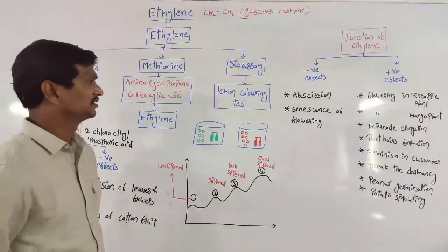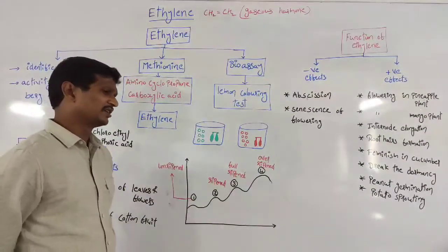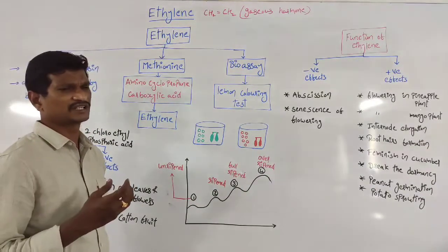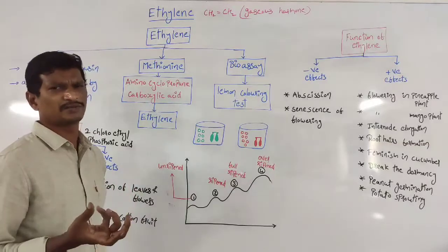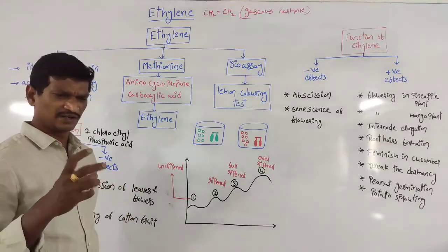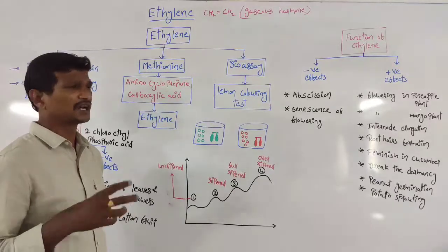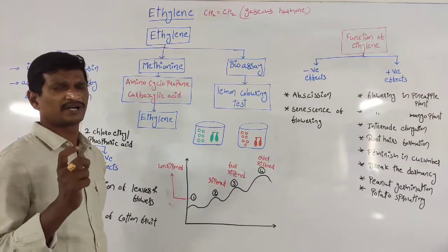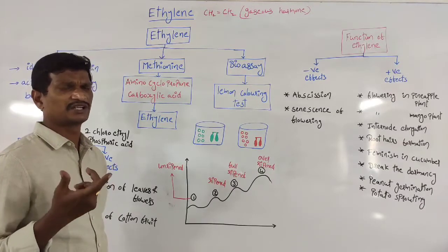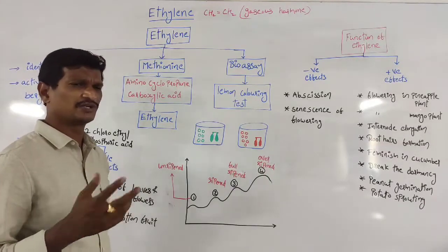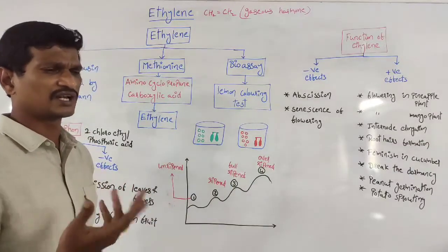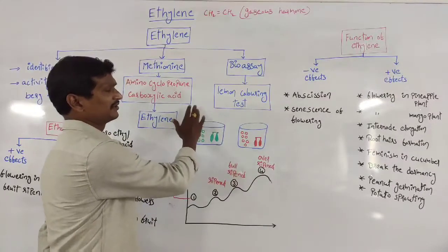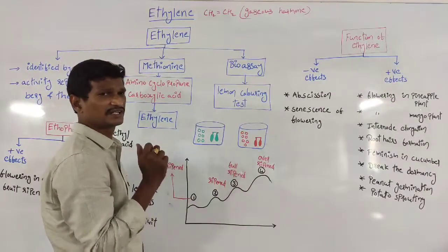Now, bioassay. We can decide the bioassay here based on the color of the lemon. Green lemons are not ripened; the lemon color is green. Ripened lemons exhibit a yellow color. So based on the color, we can estimate which one is ripened and which one is unripened. So here we are doing the bioassay based on the lemon coloring test.